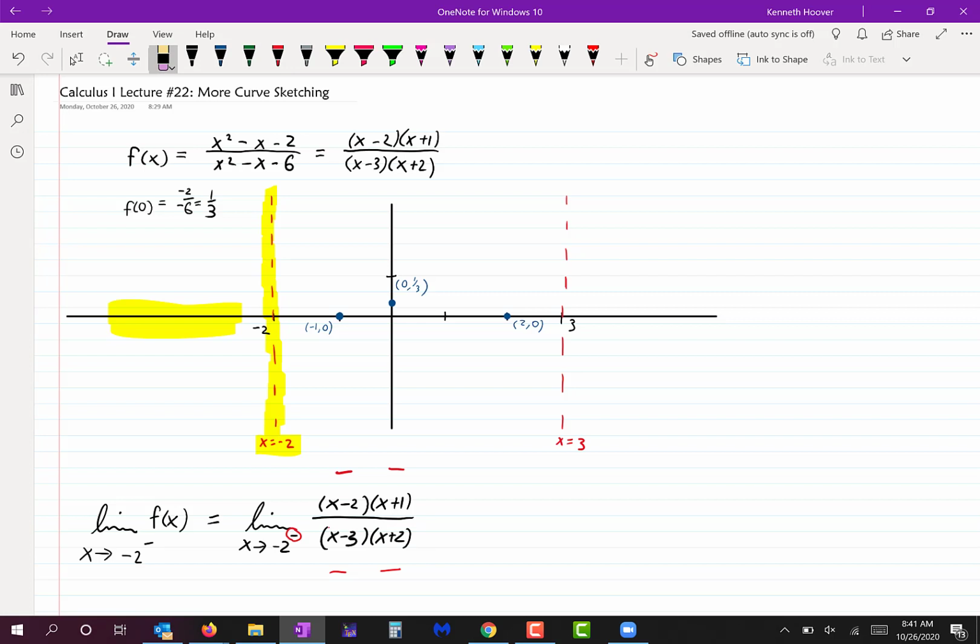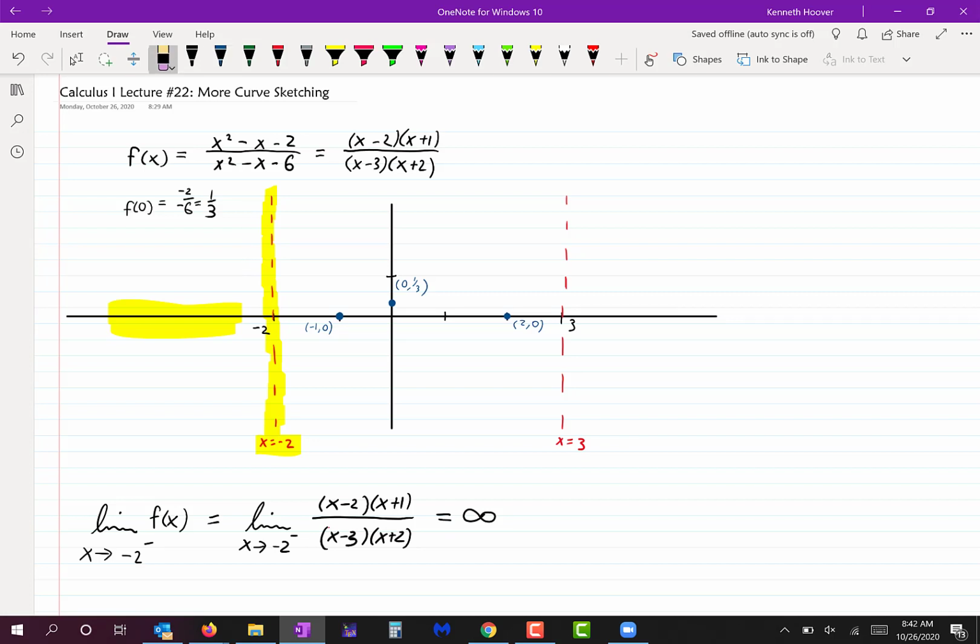So the bottom is going to be positive. So I know this thing's getting infinitely big. I know the top is positive, and I know the bottom's positive, so I know that this function will be positive. It's getting infinitely big, and it's positive, and so the limit is positive infinity. Which means on the left side of that asymptote, it's going to be going up. Okay? But we'll fill that in later.